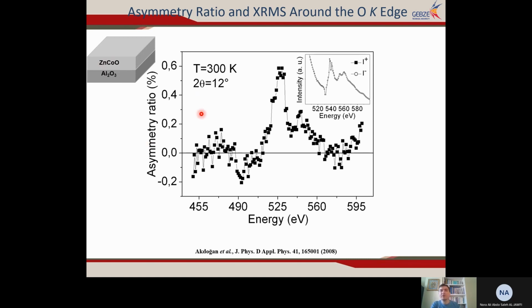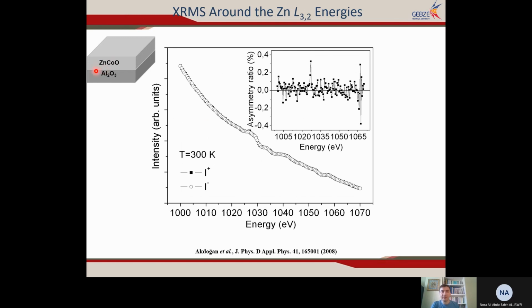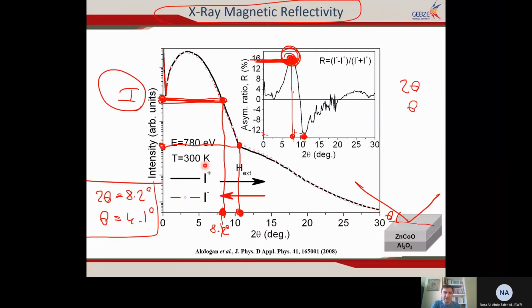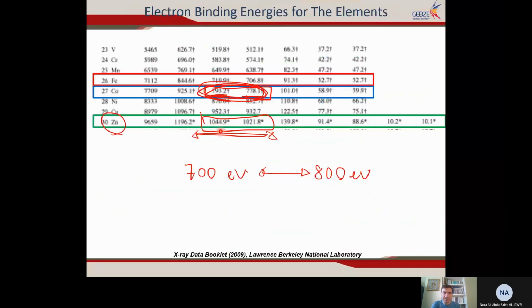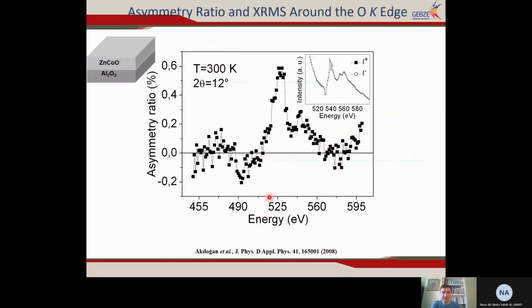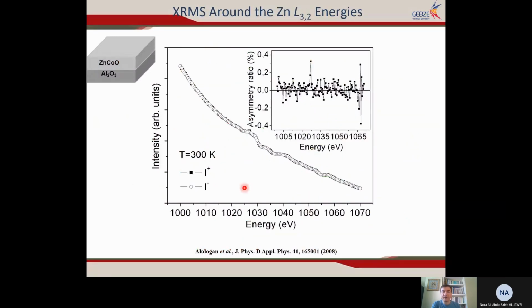The last one, I would like to investigate zinc. Temperature is selected, polarization is selected, and then theta and 2 theta are selected, and I scan the energy range for the zinc. Then go back to the energy table. For the zinc, I should scan this energy range, 1045 and 1021, let's say, okay? 1045 here and 1028 somewhere here. So I scan this energy range.